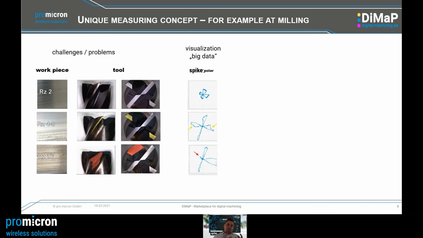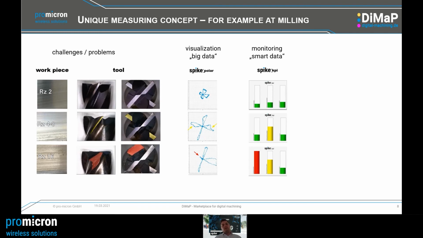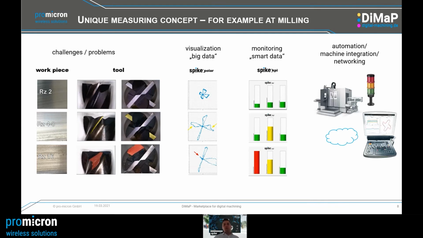We call this our big data. This is the data which we generate, which we can measure. But visualization is not done yet. We want to have automation. We want to monitor these issues. That's why we pre-calculate the data, and we create smart data so we can monitor the cutting process with smart algorithms. And sure, if we have gained this knowledge automatically, we can also have a machine reaction, for example, machine stop or automatic tool change, or even just stream the data or the KPI value into a database to have network-based documentation.